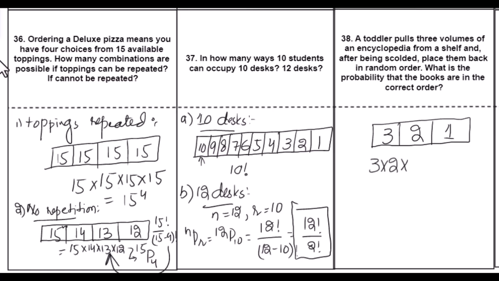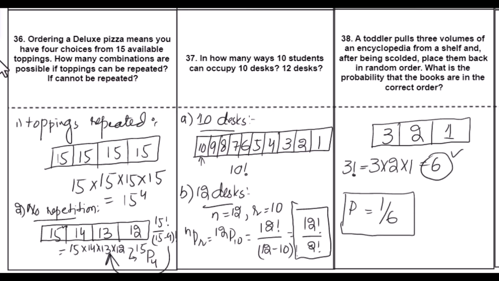So 3 multiplied by 2 multiplied by 1 is 6, and this is basically the 3 factorial problem. So he has 6 choices in which he can put those encyclopedias, or 6 orders, basically the number of orders of the 3 encyclopedia books which he can put on the shelf. Out of these 6, just 1 order is the correct one, so the probability will be 1 over 6. This is the probability that a person will put back the encyclopedia in the correct order. That is the answer to my question 38.